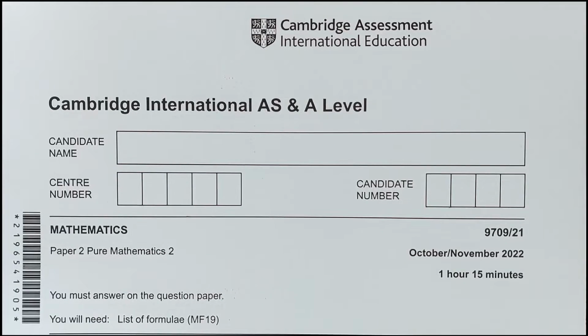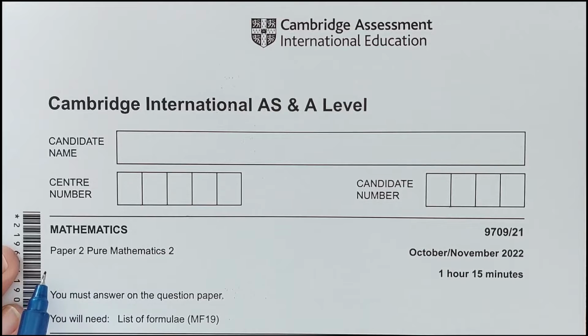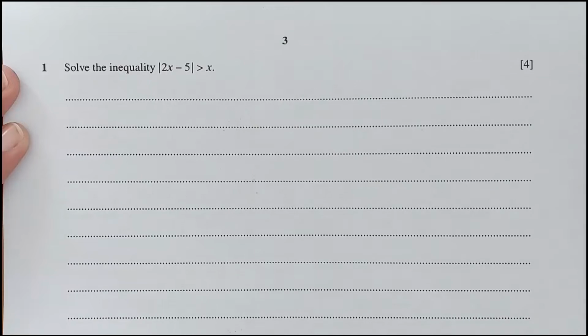Hi everyone, in this video I'm going to solve A-Levels Pure Mathematics Paper 2, October-November 2022, Paper 1-2. So let's start with the first question. Question number 1, solve the inequality.